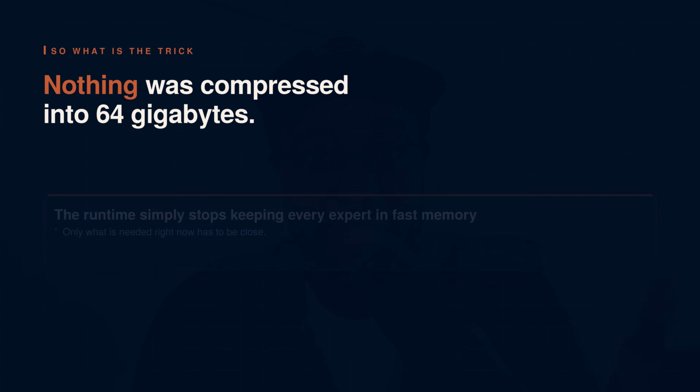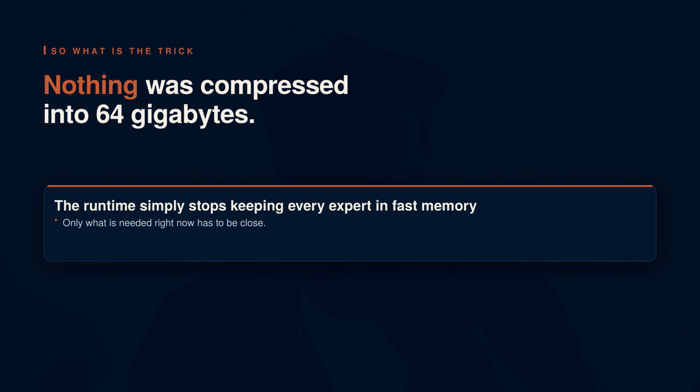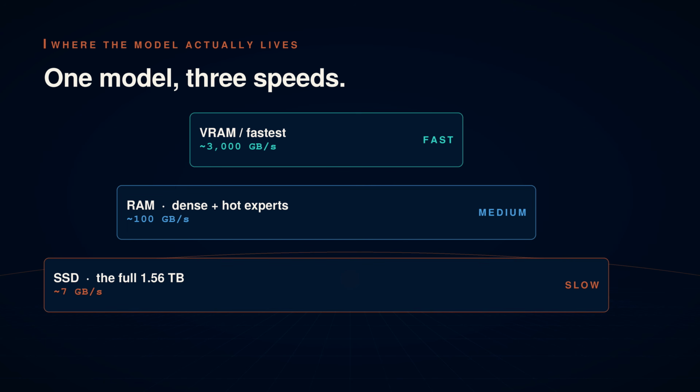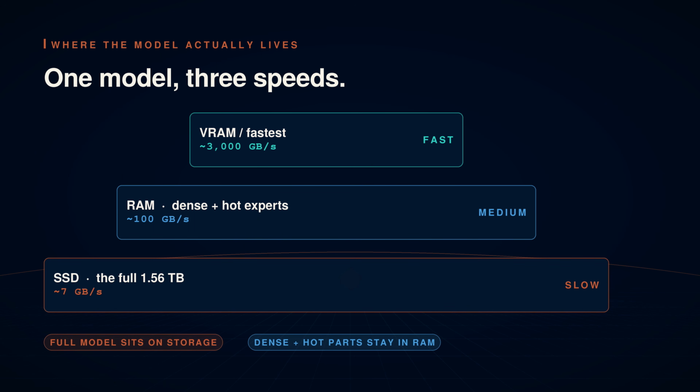The trick is not that 1.5 terabytes somehow fit inside 64 gigs. The trick is that the runtime does not keep every single expert in the fastest memory at the same time. The full model can sit on storage. The dense parts and frequently used parts can stay in RAM. The routed experts can be loaded on demand, and the system can cache the pieces that it expects to need next time. That makes the model technically runnable, but it also turns inference into a memory movement problem.